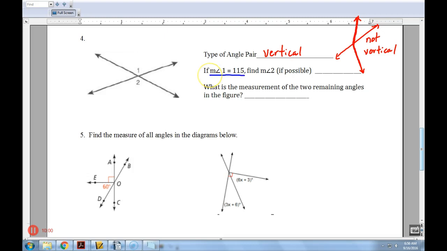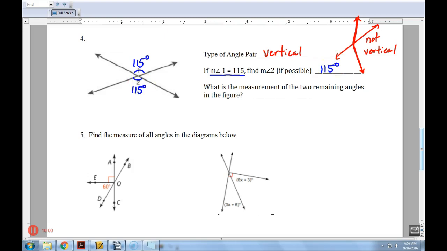The measure of angle 1 is 115. The most important thing that kids don't do is they don't immediately go over and write it on the diagram. You have to do that. So angle 1 is 115 degrees. Find the measure of angle 2 if possible. Well, sure, it's possible because vertical angles, the opposite angles here, have to be congruent or equal. So if the top's 115, the bottom's 115.